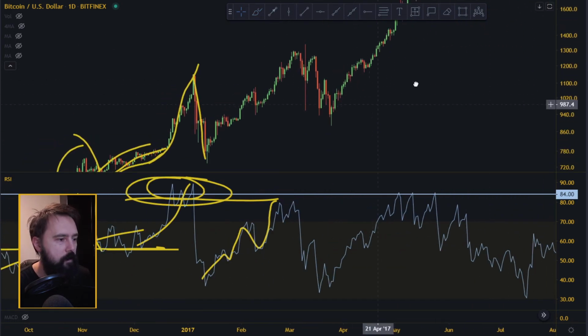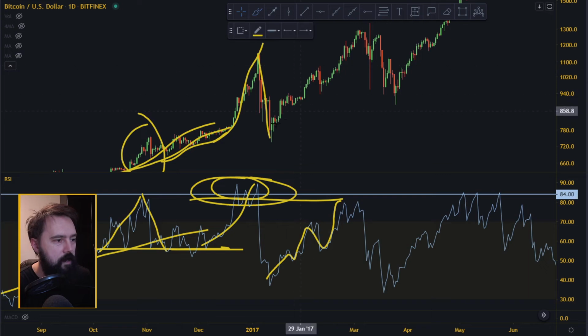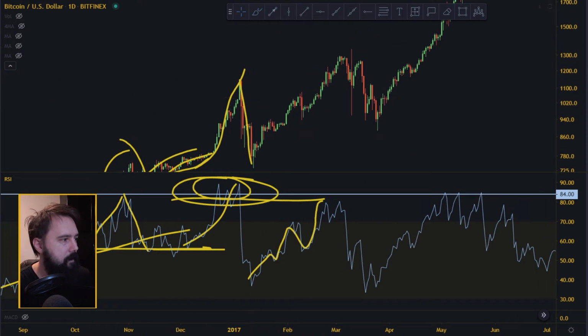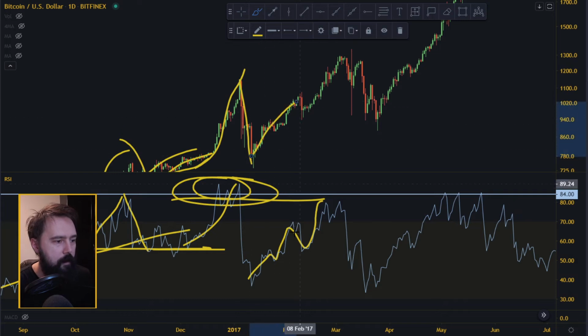Let me zoom in more. Let me zoom in. If you see this, the price is going up, right? Let me go a bit more down. The price is going up, and the RSI is going up, and then you get this correction. The RSI goes a bit down, and you can continue upwards.